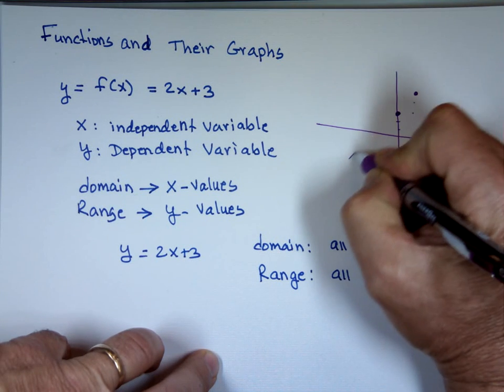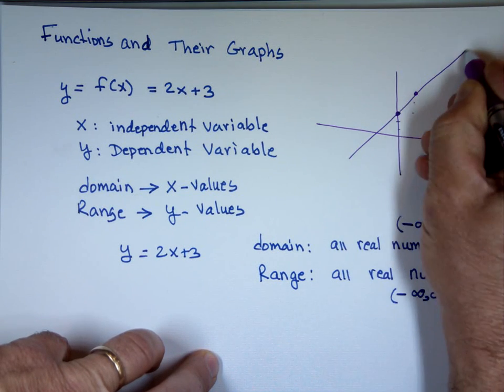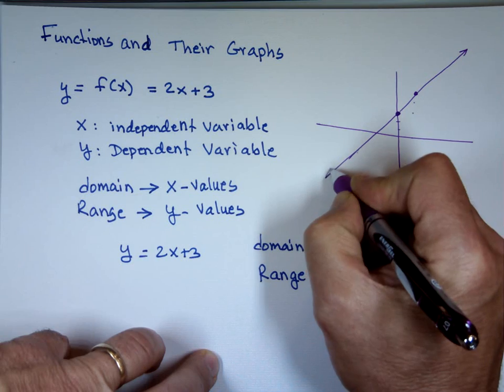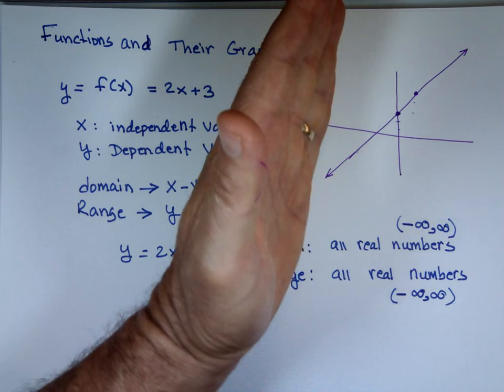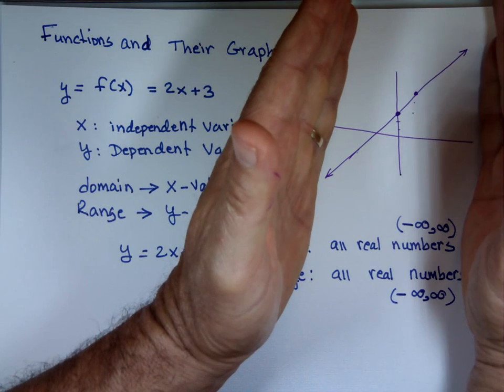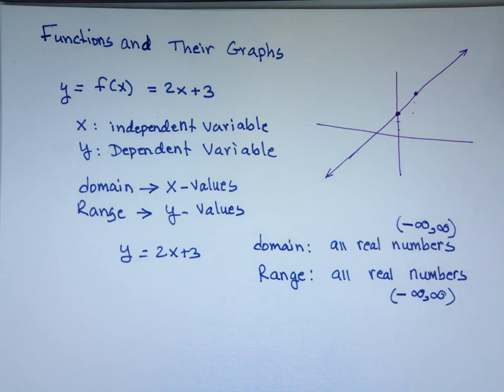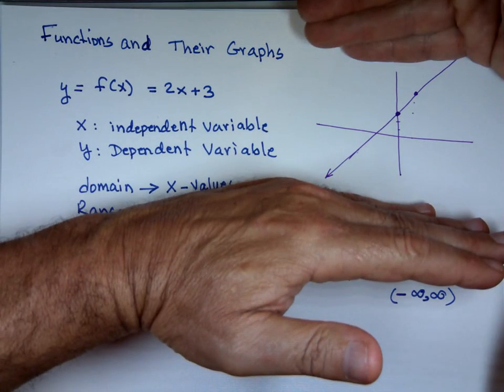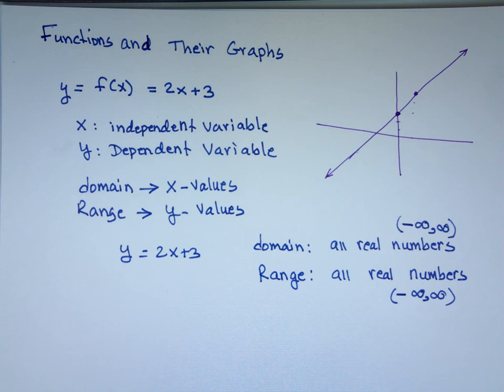So when you graph it, notice it keeps going, it doesn't stop. So you can see the x values go from this end to that end, all the way, there's no exception. And the y value goes from where to where? From here all the way to here. So from negative infinity also to positive infinity. Is it always going to be this case? The answer is no.